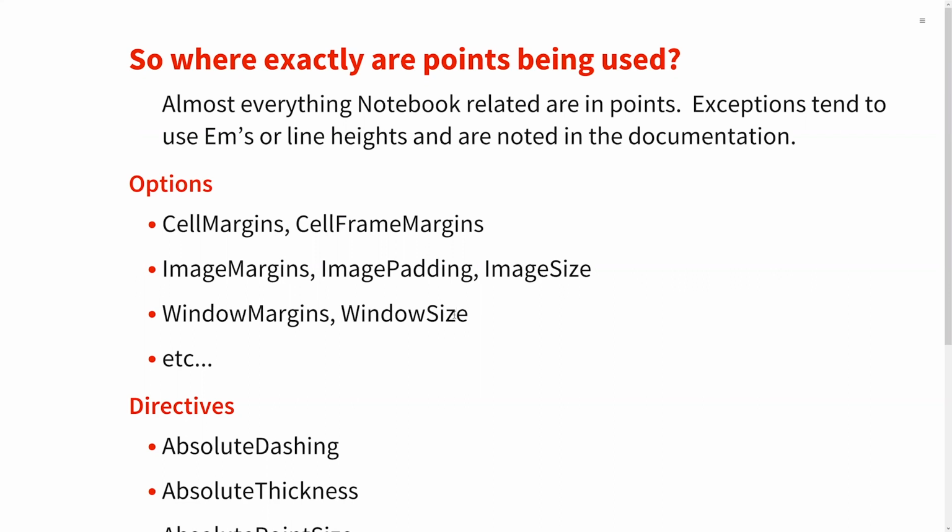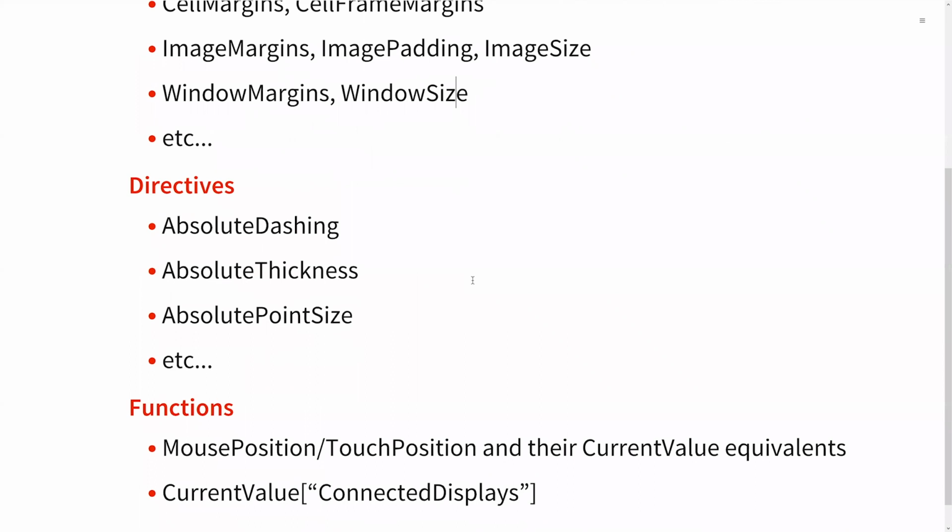This is applicable to window size. If you asked for a window to be 400 by 300, it is not going to be 400 pixels by 300 pixels. It's going to be 400 points by 300 points. And if you're on that 168 DPI display, that will be a much larger number. We do it for directives, all the absolute dashing, thickness, point size. All of those are in points. So if you were asking for a line to be 1 point thick, expecting it to be 1 pixel thick, that's no longer going to be the case.